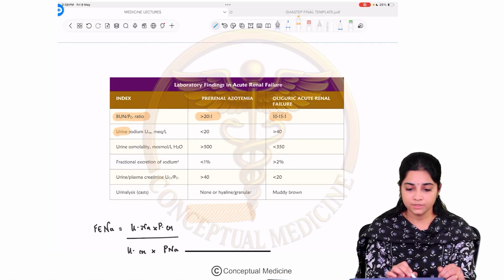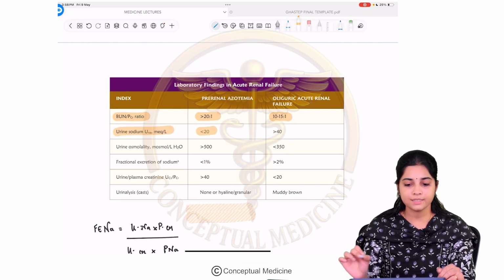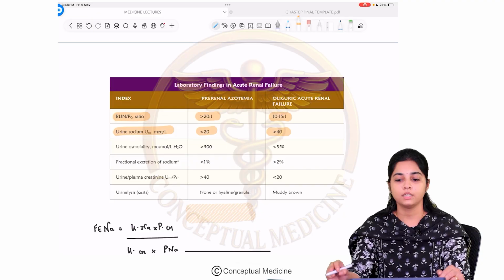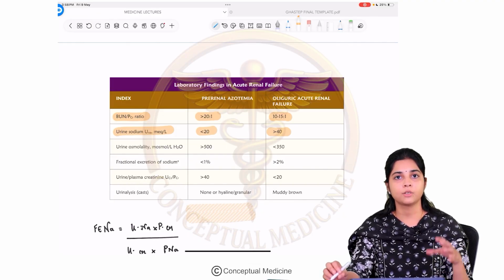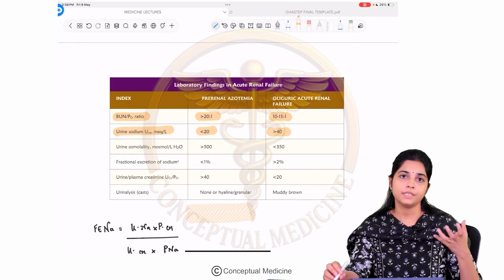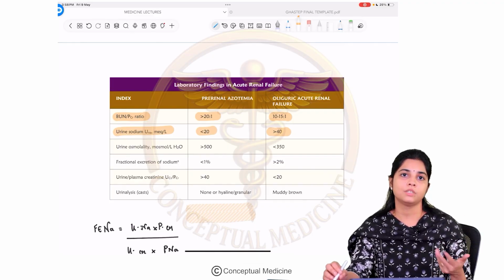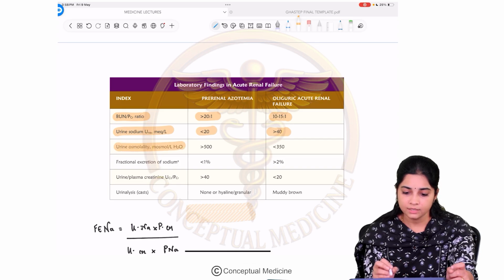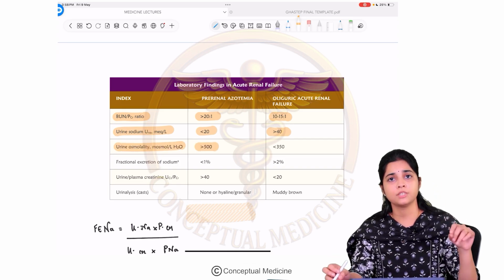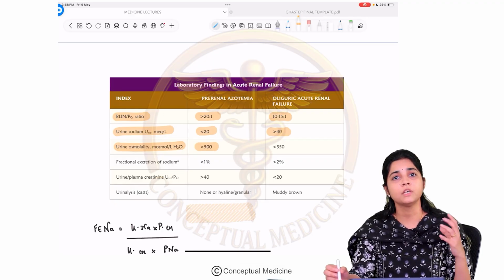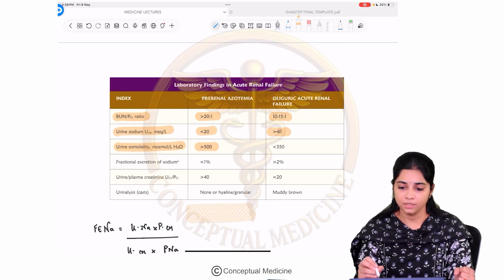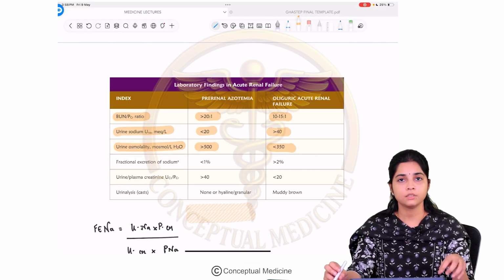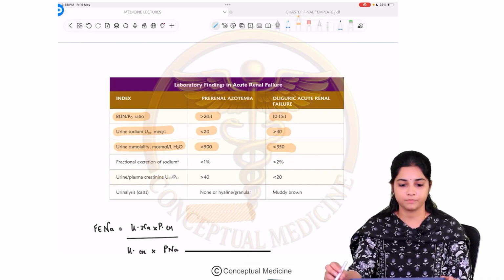You look at the urine sodium. Urine sodium is less than 20 in prerenal. Here the urine sodium is more than 40 in renal failure, in intrinsic AKI, because the tubules are lost. So the concentrating capacity of the tubules is lost and the sodium is lost in the urine. Right? Then we see that the urine osmolality is more than 500. Why? Because the patient is dehydrated. If the patient is hypovolemic, you will have a concentrated urine. Whereas in oliguric intrinsic AKI, the urine osmolality is lower.